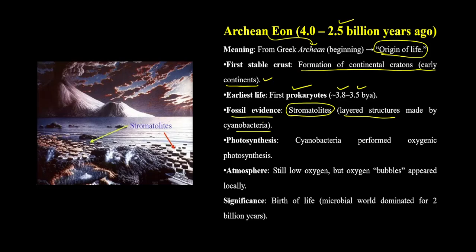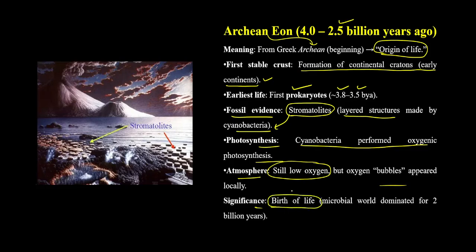Fossil evidence says that stromatolites, which were layered structures formed by cyanobacteria, are also found. Stromatolites were present at that time, formed by cyanobacteria. Cyanobacteria performed oxygenic photosynthesis in that time. The atmosphere still had low oxygen, but oxygen bubbles appeared locally. What is the significance? This particular time period is considered the birth of life. In this time scale, the first life appeared.